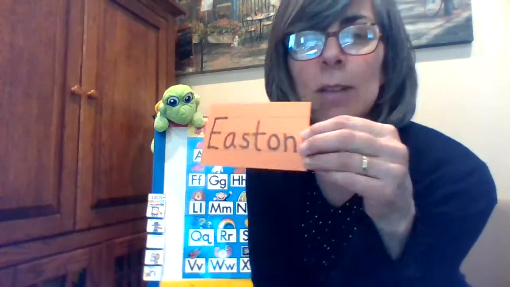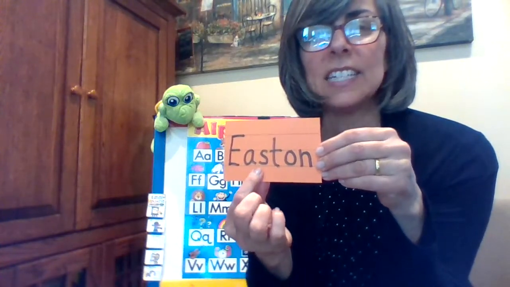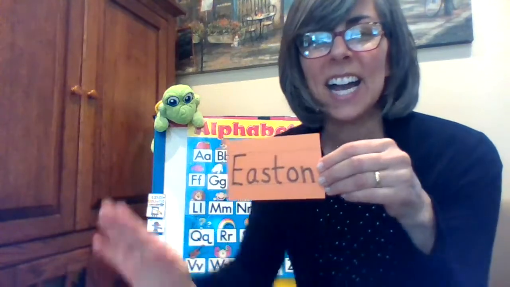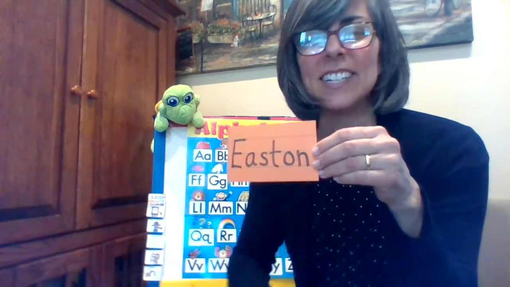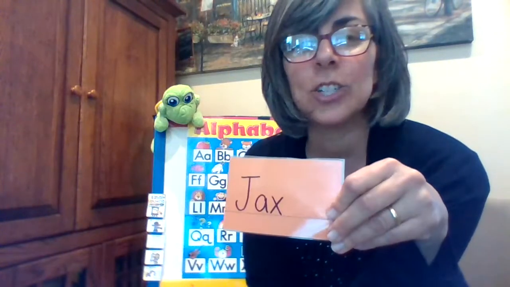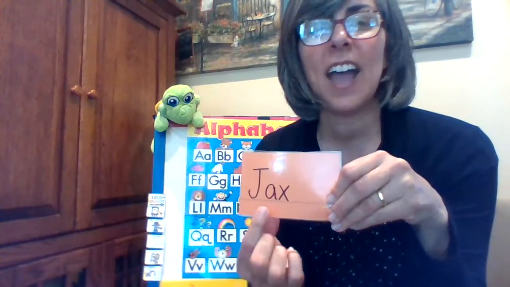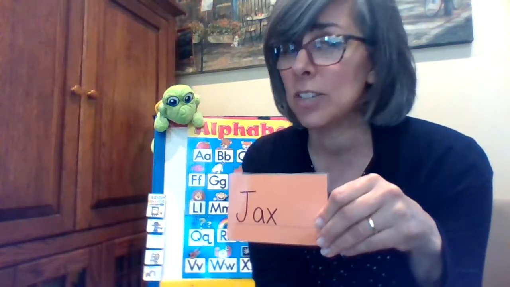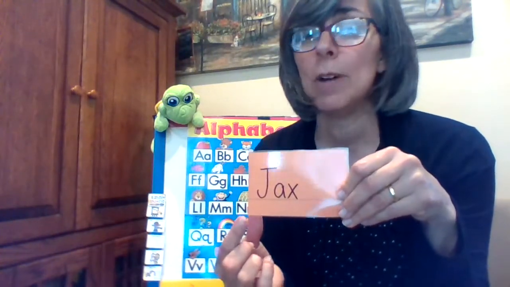Next one. Our fella whose name begins with a vowel. E. E-A-S-T-O-N. Easton. I can hear you laughing. Easton. Hello. How about our next fella? Jax. J-A-X. This is a little bit longer than JJ, but not much.